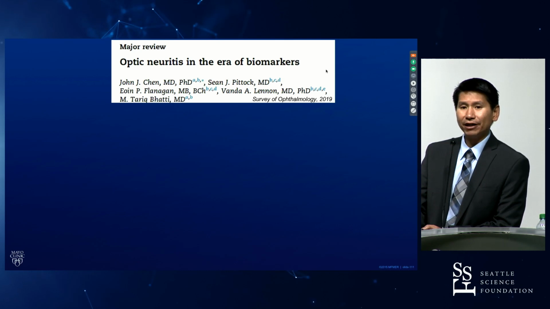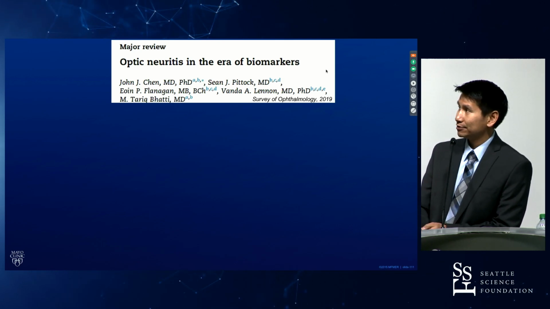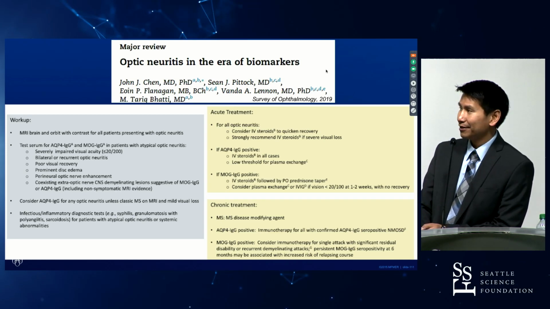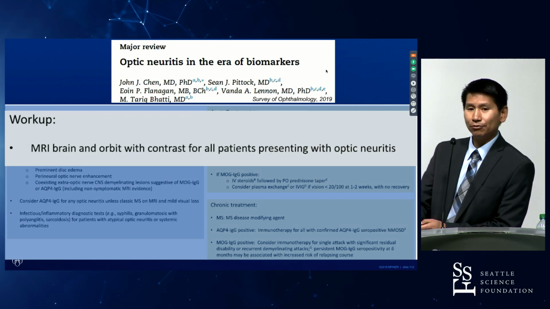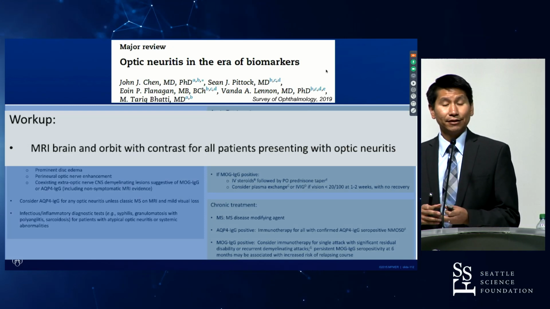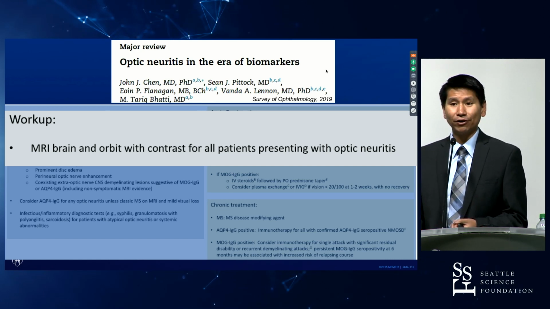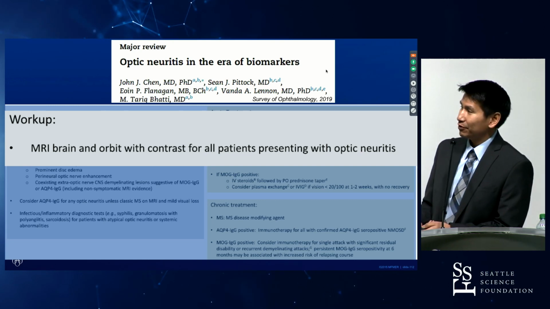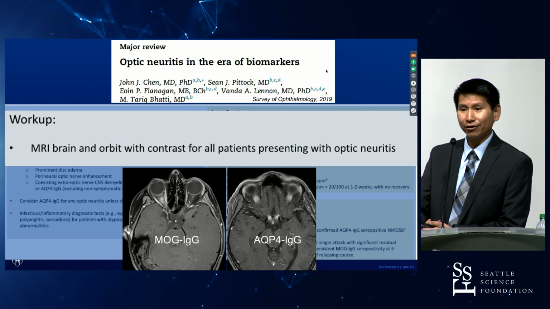Now that we have these biomarkers, we approach optic neuritis a little bit differently. This was a recent review we did in the Survey of Ophthalmology, looking at how we approach optic neuritis. We touched on some of this already, but the workup is slightly different. Back at the time of the ONTT, optic neuritis was a clinical diagnosis, and if you had a bout of optic neuritis, you'd get an MRI brain to determine the risk of MS.